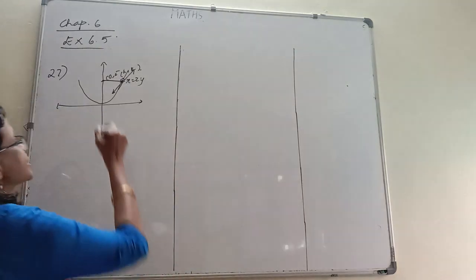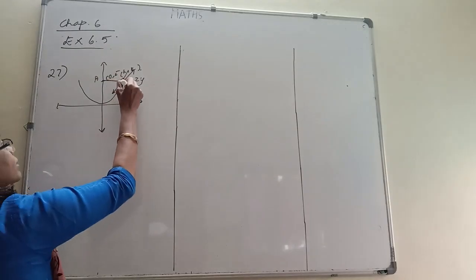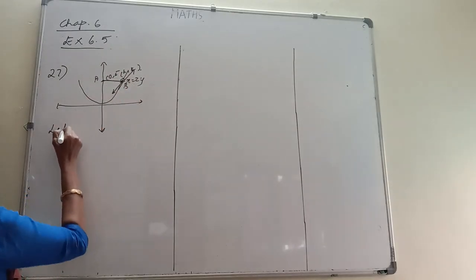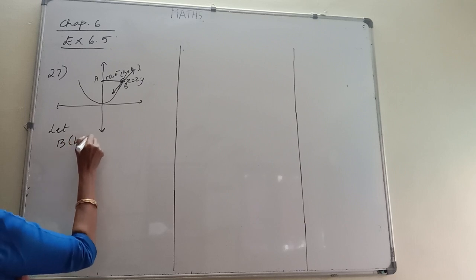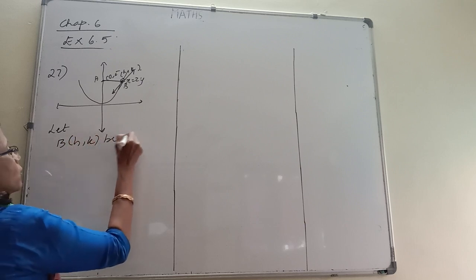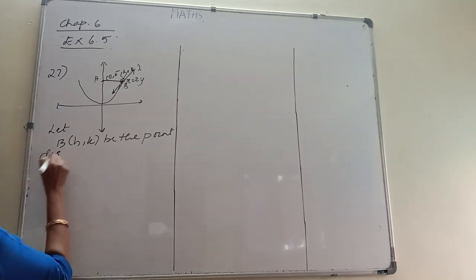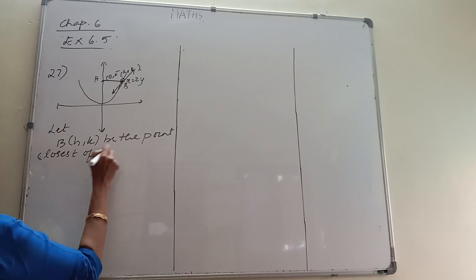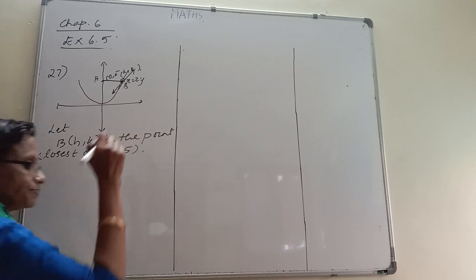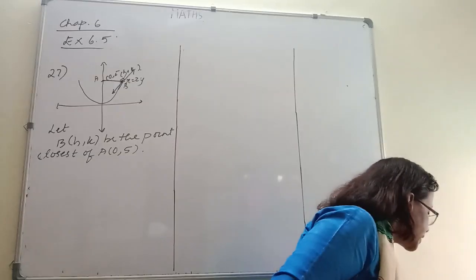If we call these A and B for our convenience, let B with coordinates (h,k) be the point closest to A with coordinates (0,5). That's what they say, na?